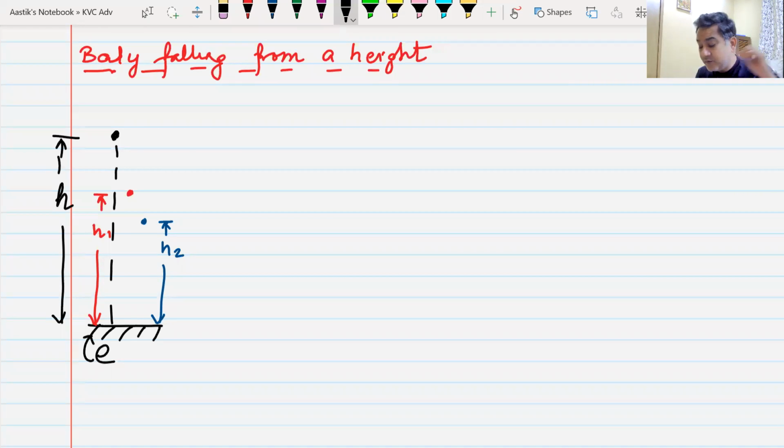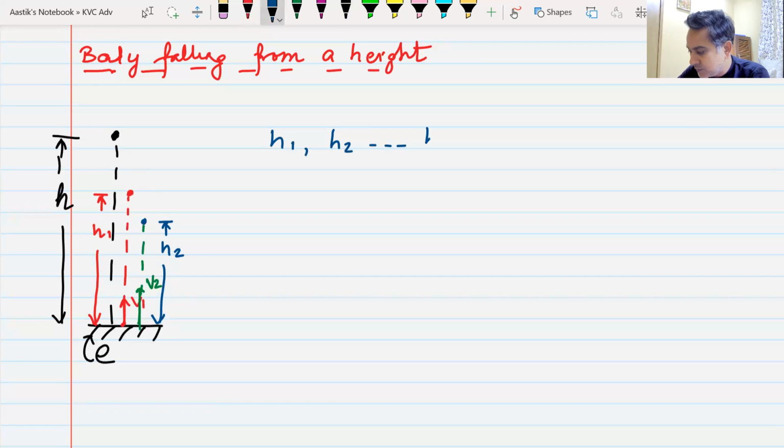They can also ask you with what velocity it rebounds back. Once it hits the ground, it will rebound back with a velocity v1 here. Similarly, it will rebound back with a velocity v2 here. So h1, h2 up till hn are the heights that it reaches after rebounding first, second, twice, and v1, v2 up till vn are the velocities with which it rebounds.